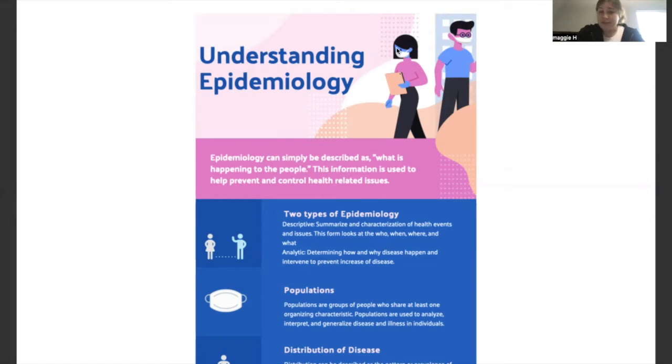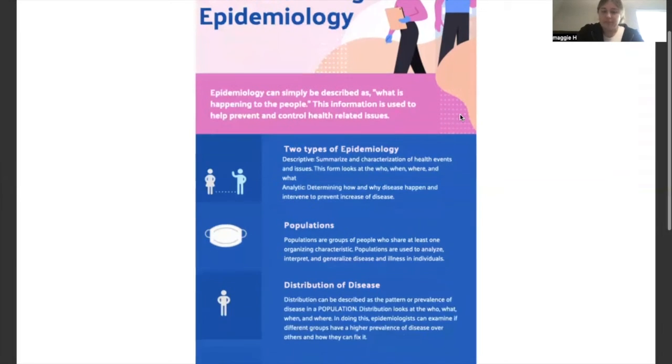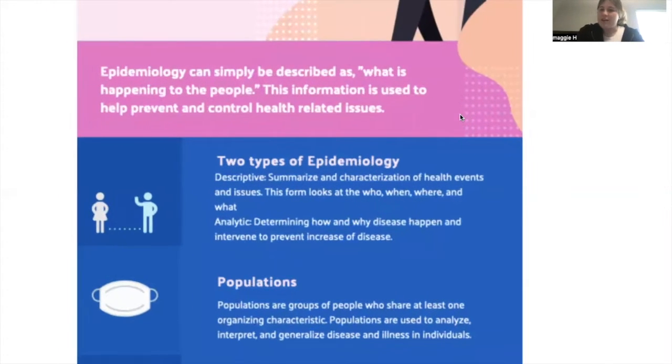So, first question that you probably have is what even is epidemiology? To simply describe it, epidemiology is what is happening to the people. Primarily, what I'm going to be focusing on is illness and disease. So this can be what kind of diseases and illnesses the population and people are dealing with. And with this information, they can prevent and control health related issues. And it's just super important. So, to start off with, I'm going to give a little bit of background.